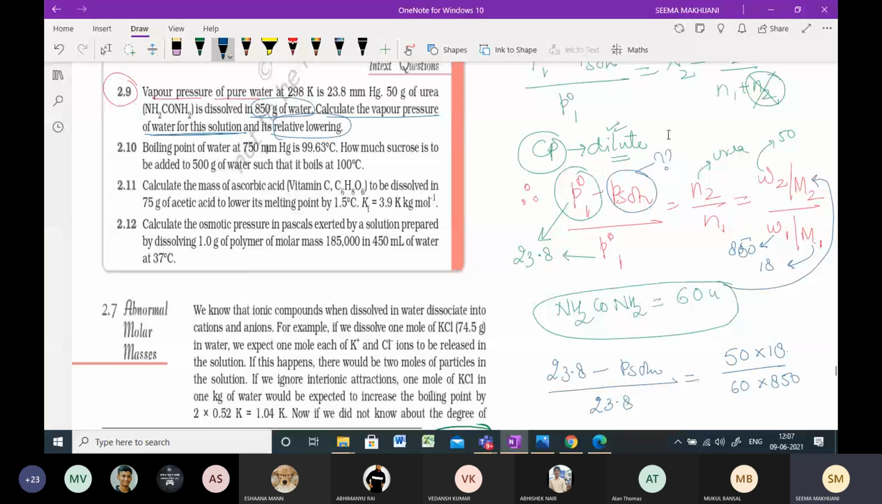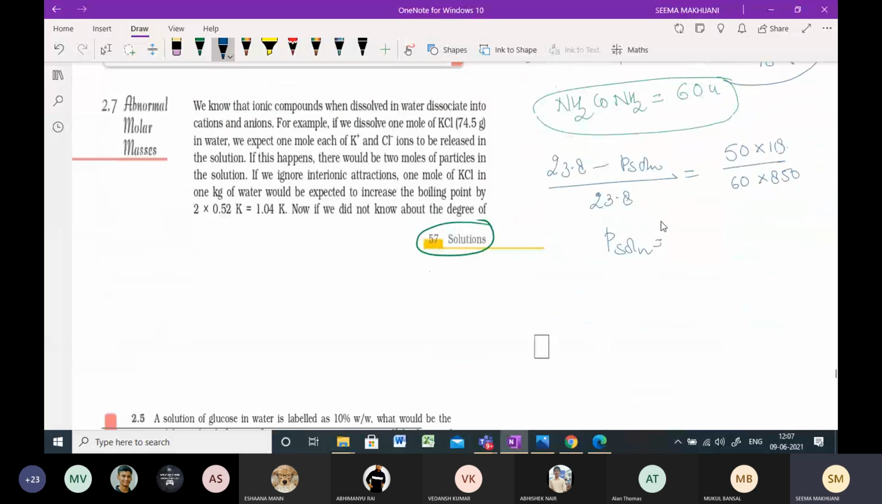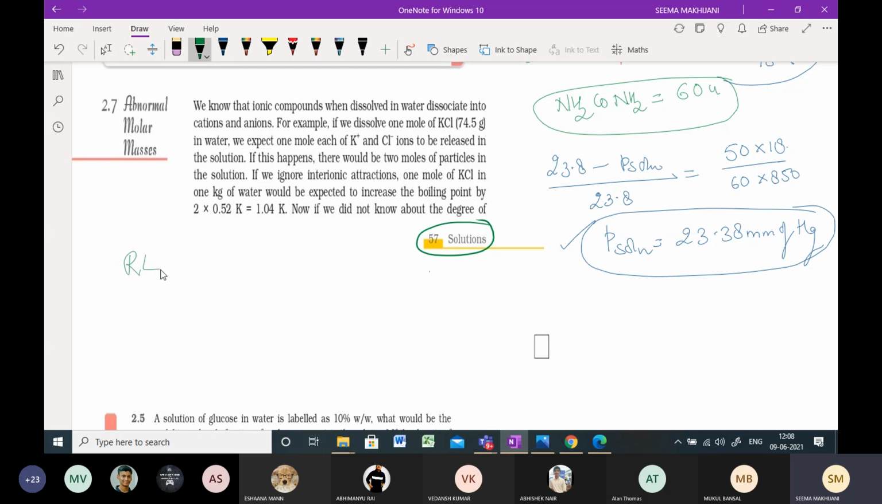Now let me do that. The P solution, after you calculate for this question, is going to come out to be 23.38, reported as mm of mercury. Please do the calculation to verify this value. This is your answer number 1. As I said, the question also asks you to find relative lowering of vapor pressure. Now what is this? This is the left hand side of the formula, which means P01 minus P solution divided by P01 is equal to X2.